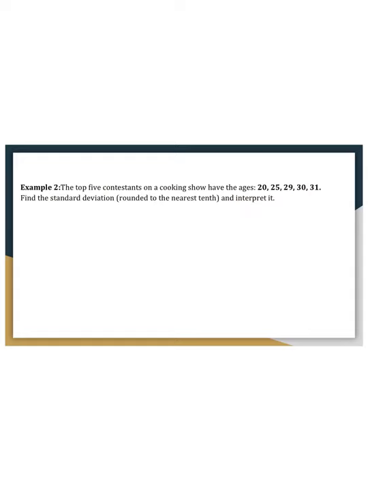For example 2, the top 5 contestants from a cooking show have the following ages: 20, 25, 29, 30, and 31. We would like to use those ages to find the standard deviation and then go ahead and interpret it. When we're finding our standard deviation, again, your first step is to find the mean. So if I add all of my numbers together and then divide by 5, because there are 5 contestants, I get 27.